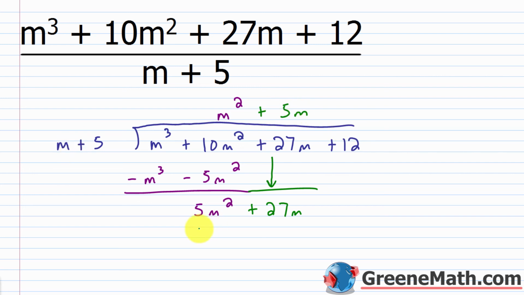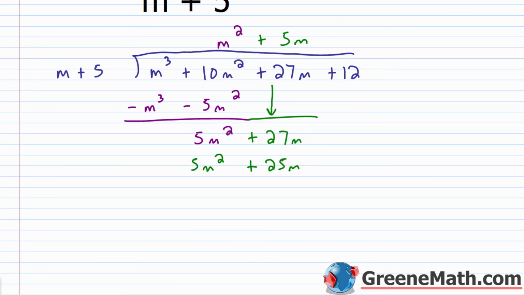5m times m is 5m squared. 5m times 5 would be plus 25m. Just scroll down a little bit, get some room going. Now, I want to subtract this away. So this becomes minus, this becomes minus. Change the sign of each term, and then you can just add. So 5m squared minus 5m squared is 0. 27m minus 25m is 2m. Bring down your last term there, so plus 12.